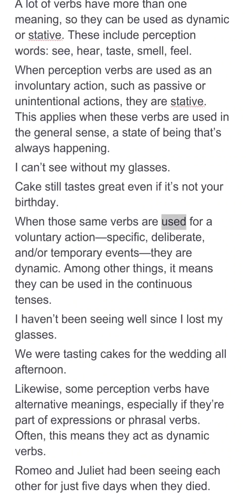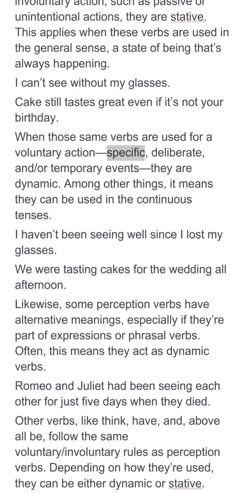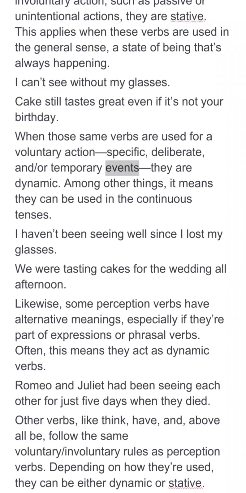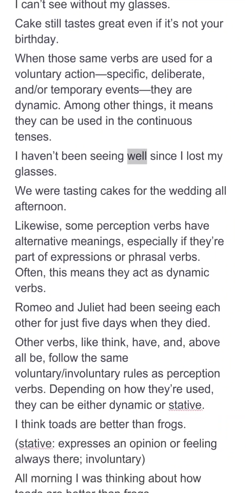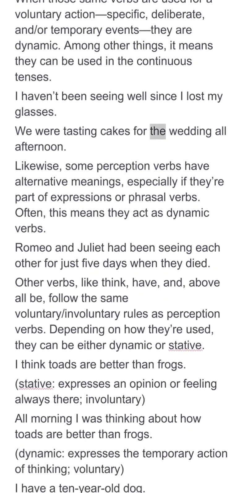When those same verbs are used for a voluntary action, specific, deliberate, and/or temporary events, they are dynamic. Among other things, it means they can be used in the continuous tenses. I haven't been seeing well since I lost my glasses. We were tasting cakes for the wedding all afternoon.